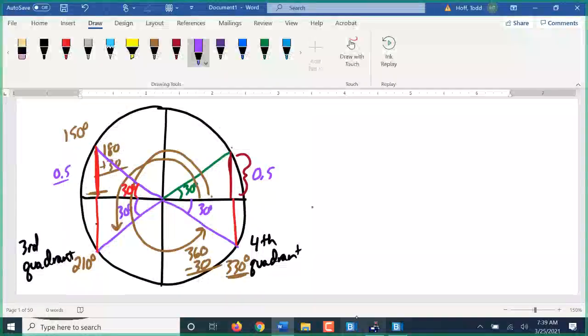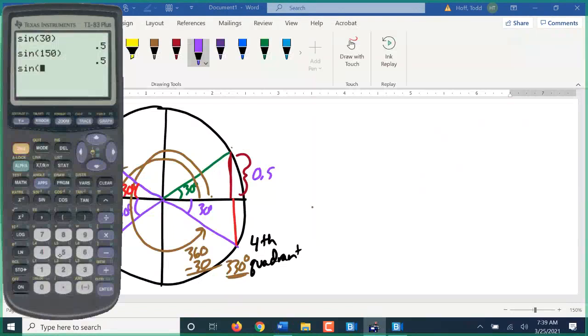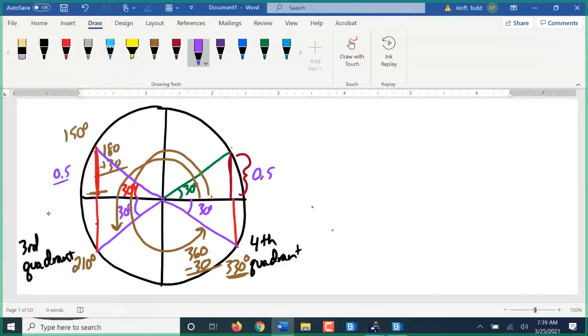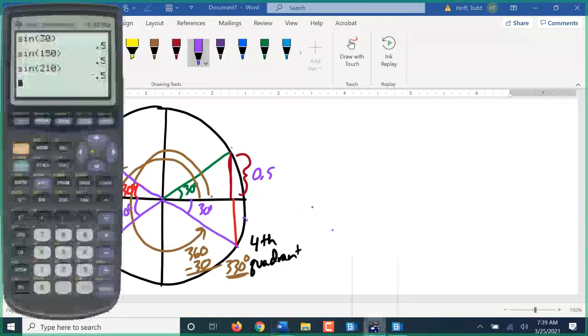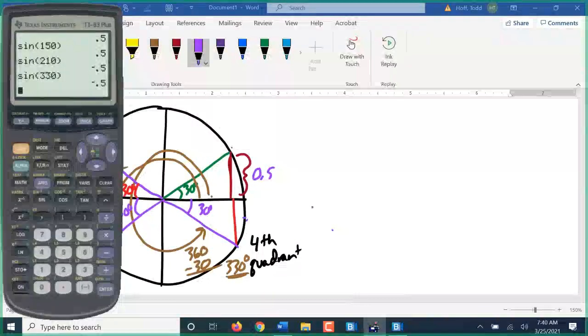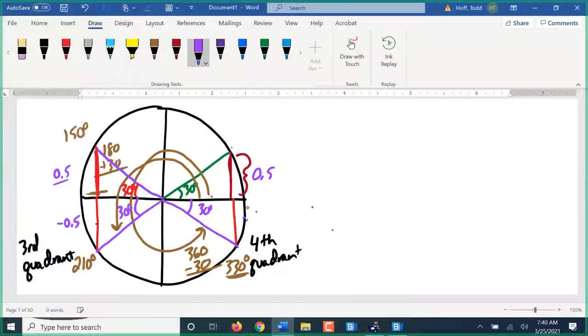For my other angles that have the same 30-degree reference angle, if I do the sine of 210, it will not be 0.5, it'll be negative 0.5. And of course over here, the sine of 330 is also a negative 0.5. So the 210 and the 330 are not the same sine, but they're related. They're just the opposite direction.